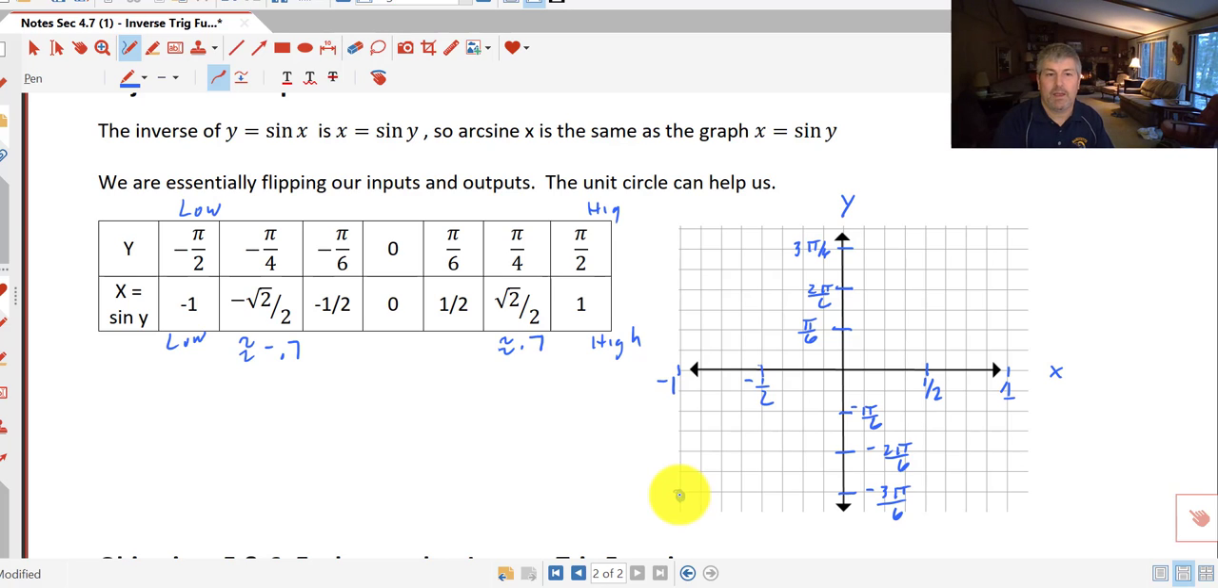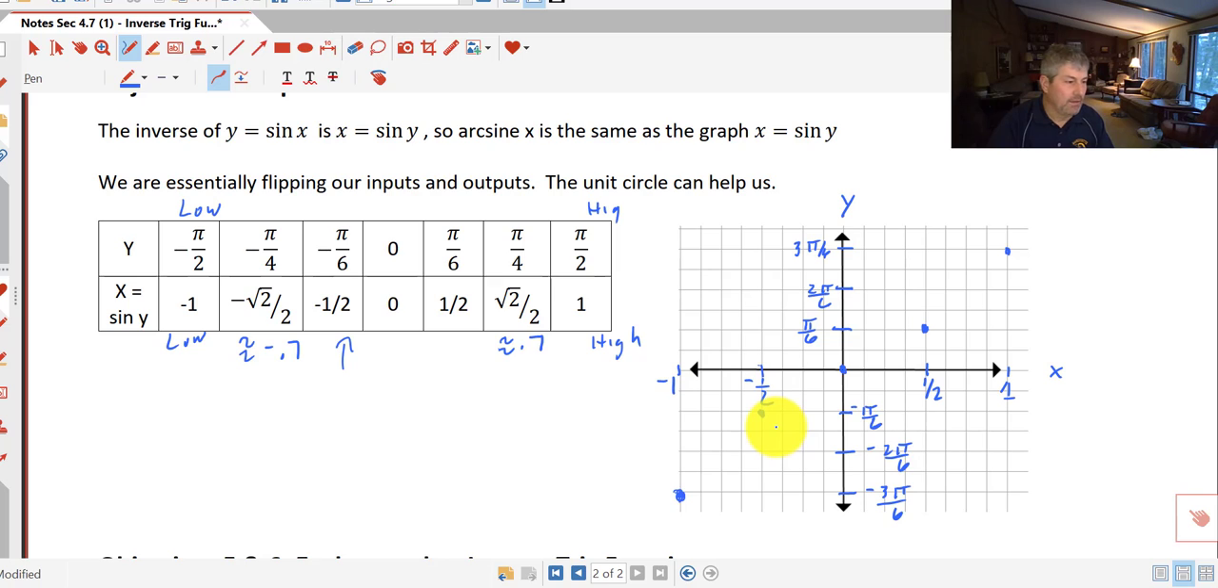And I'm going to skip the negative square root of 2 over 2, and I'm going to go right to negative 1/2, and I get negative pi over 6. And I pass through the origin at 0, 0, and at positive 1/2, I get pi over 6, and at 1, I have another pi over 2, or 3 pi over 6.